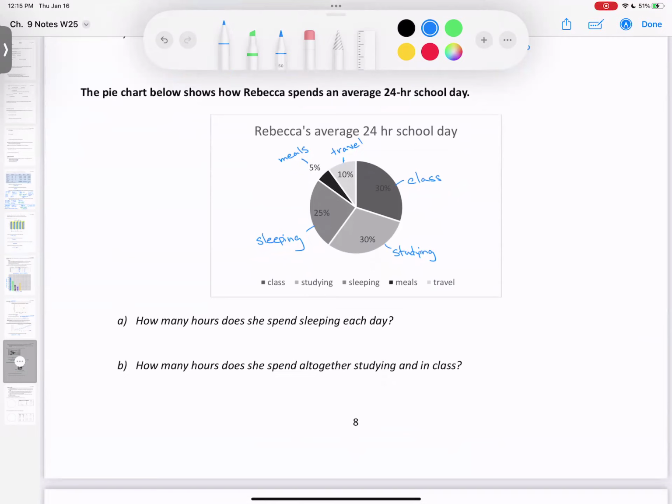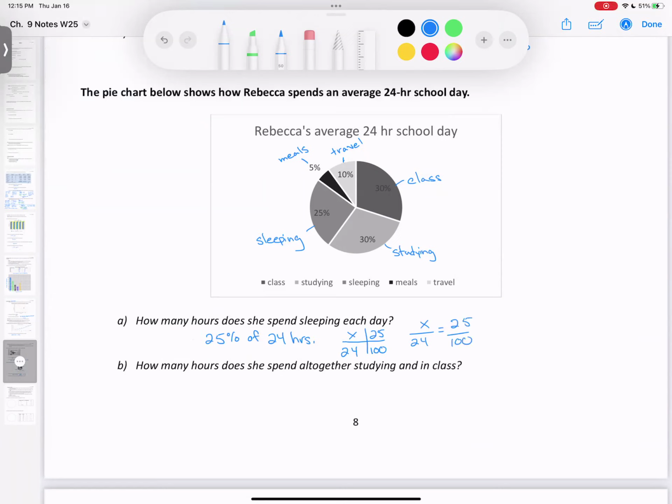Okay, so how many hours does she spend sleeping each day? Well, if we look at the chart, we know it's 25%. Okay, and we know our day is 24 hours. So we could do our chart. We're trying to figure out the number of hours out of 24 that is 25%. And so you can set this up as a percent problem like so.